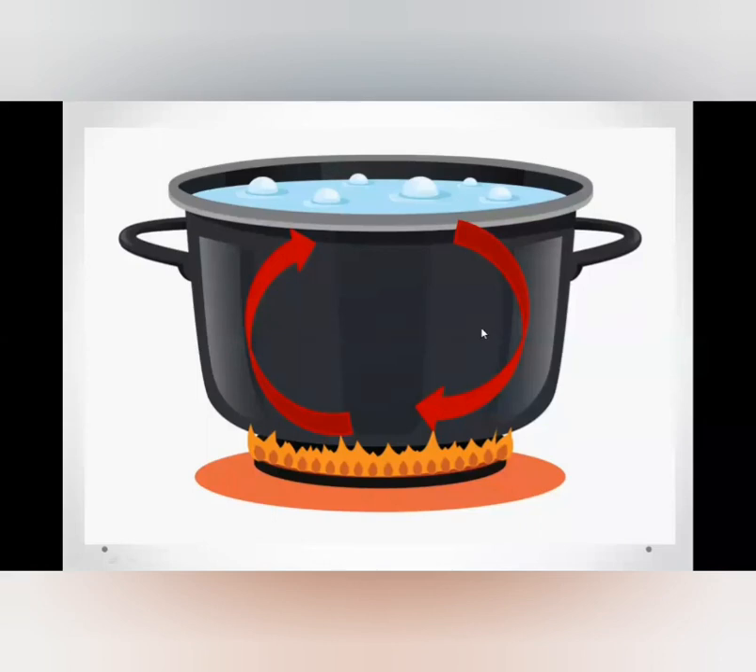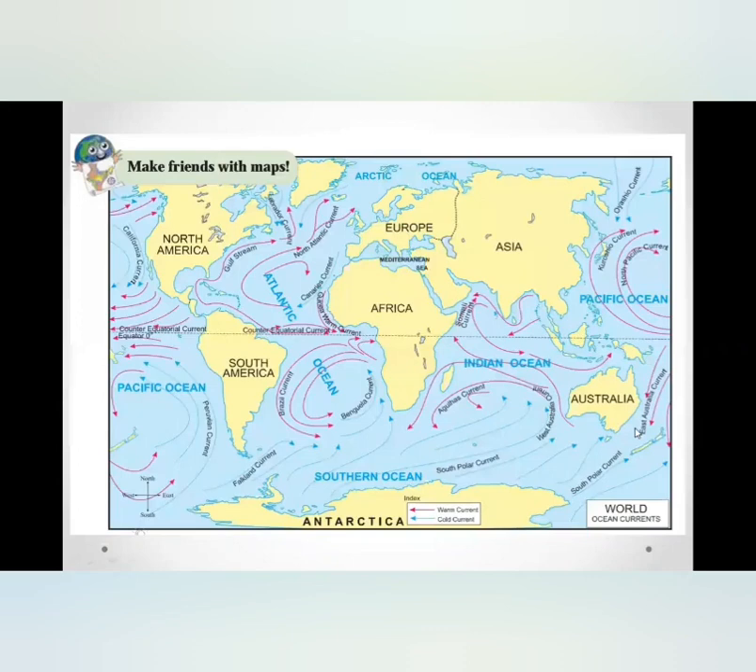Somewhat similar thing happens in nature. Now, look at this picture. Here, we have a physical map of the world with some lines drawn on it. We have the red color lines and the blue color lines.